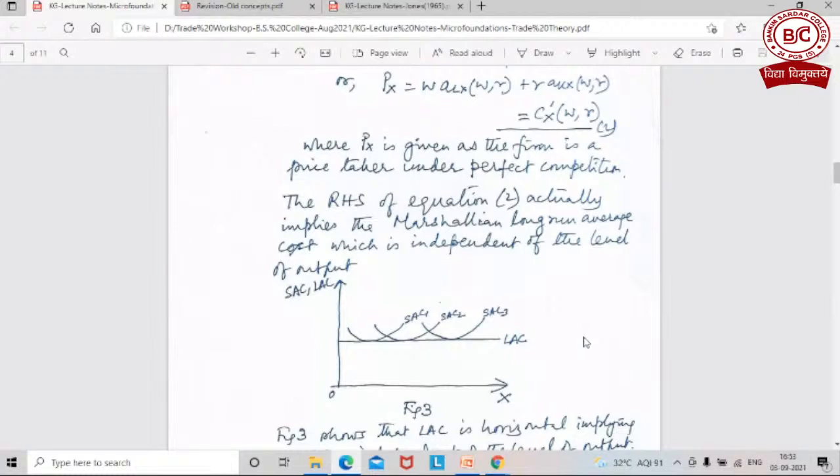When we have constant returns to scale, LAC becomes the envelope of the short run average cost curve. Of course, constant cost industry is also there, but there we consider demand and supply shifts. But in general, under constant returns to scale, the long run average cost curve is horizontal, which means that it's invariant to change in output level. So even if output is high, LAC always remains same. Is it okay to everybody now? And it's the envelope of short run curves.